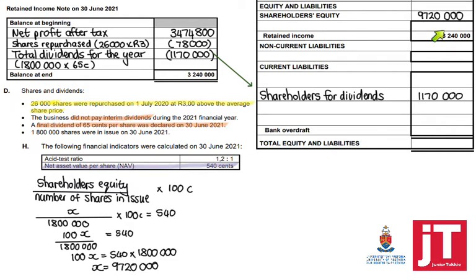Once we've got the total shareholders' equity, we can now calculate the ordinary share capital, and that will be the balancing figure. If you take the total shareholders' equity minus the retained income, it equals ordinary share capital. Please take note of my approach. As I am completing the statement of financial position, I'm filling in what I've got, trying to find the missing pieces.